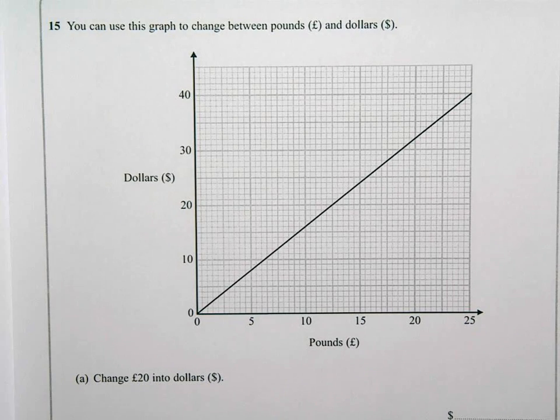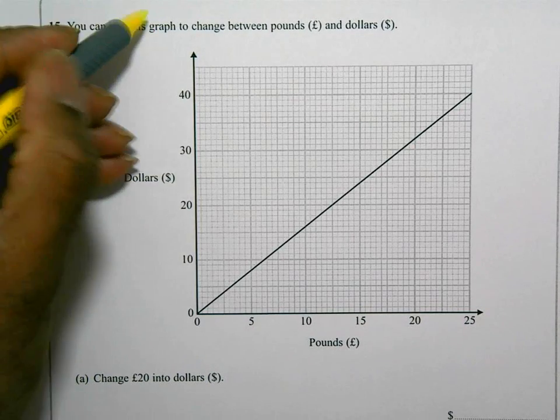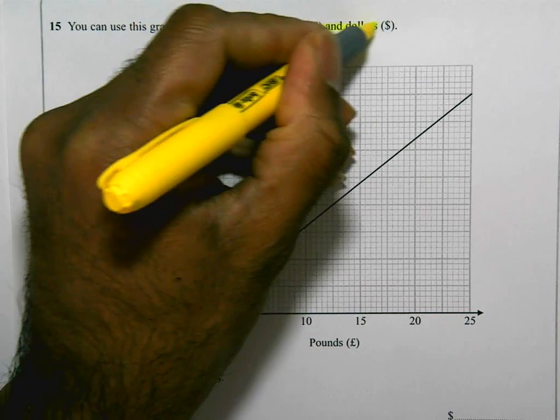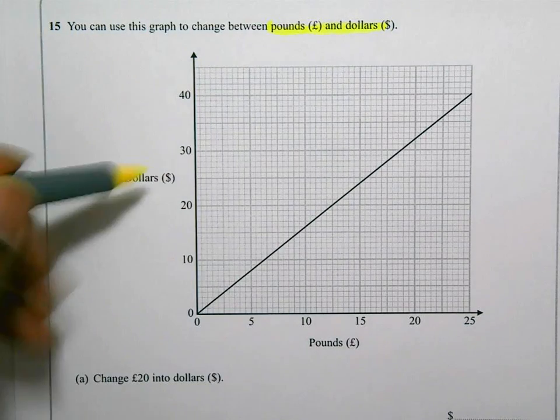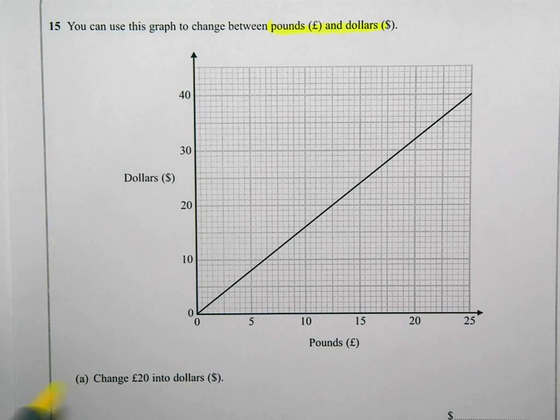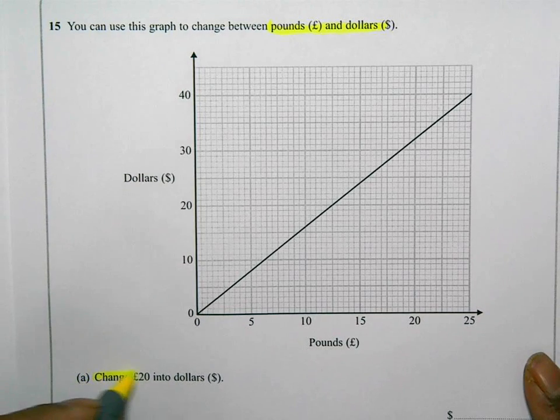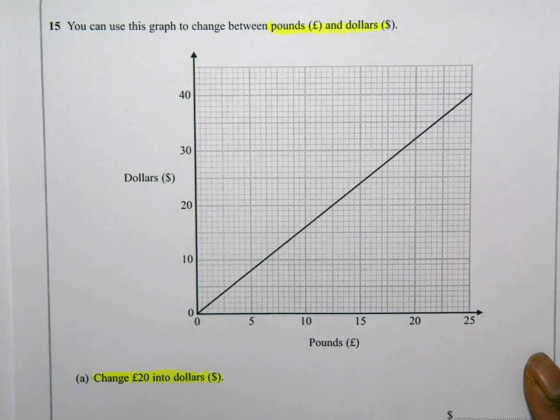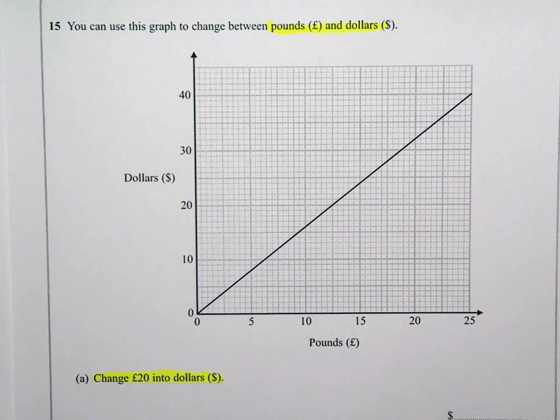This is question number 15 on the Foundation non-calculator paper. The question says, you can use this graph to change between pounds and dollars. Okay, so we've got pounds going across here and dollars going up on this side. The question says, change 20 pounds to dollars. So it simply says, change 20 pounds to dollars.